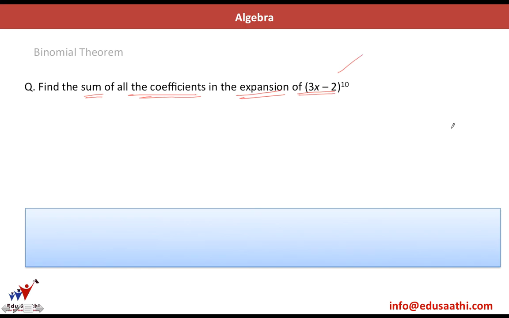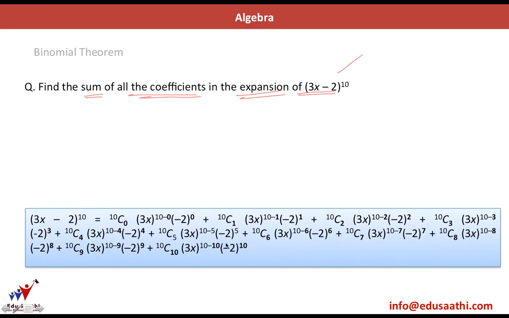If you go ahead and expand it, this will be the expansion that it looks like. Now, I want to find the sum of all the coefficients. If I look at it, I will get the coefficients if on the right hand side I put the value x is equal to 1. So what I'll get? 10c0, 3 raised to power 10, plus 10c1, 3 raised to power 9, 2 raised to power 1. So I'll keep on doing this thing on the right and the same thing on the left.